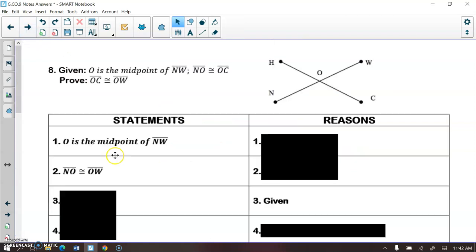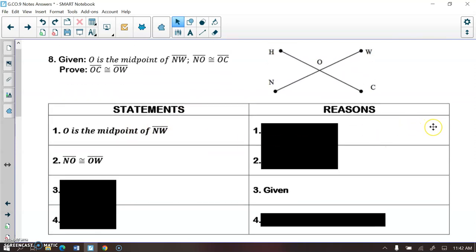All right, moving on. We got 2 more proofs to go. This one's already kind of filled in for you. We're just going to fill in the blanks. So I have O is the midpoint of NW, and I also have NO is congruent to OC. You will notice in step 1, I only used part of my given.